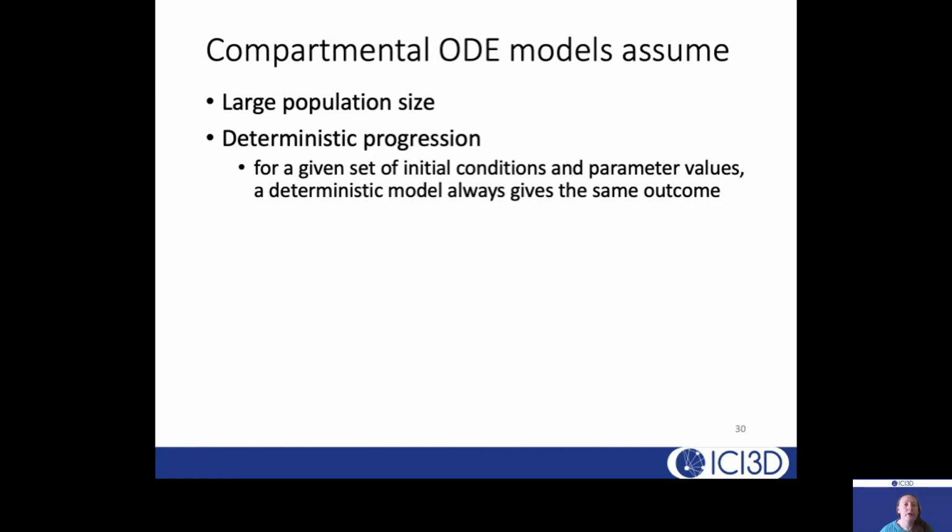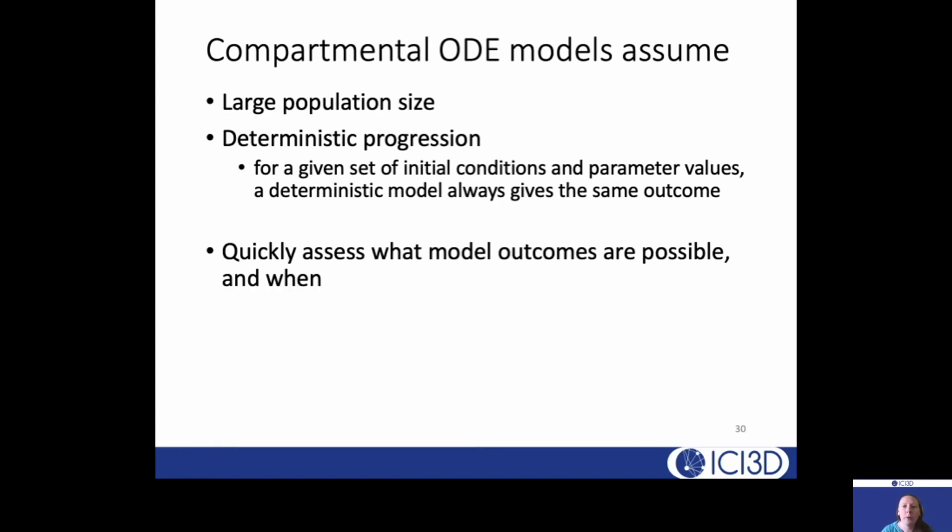So we've seen so far 2 of the major assumptions that we are making when we use compartmental ODE models. The first is the large population size. The second is deterministic progression, that for a given set of initial conditions and parameter values, a deterministic model always gives the same outcome. These assumptions make compartmental differential equation models relatively easy to work with. So one can relatively quickly determine what the model outcomes are, and how the outcome is determined by the parameter values and the initial conditions. This is a really, really useful property, for example, when you're conducting a sensitivity analysis.